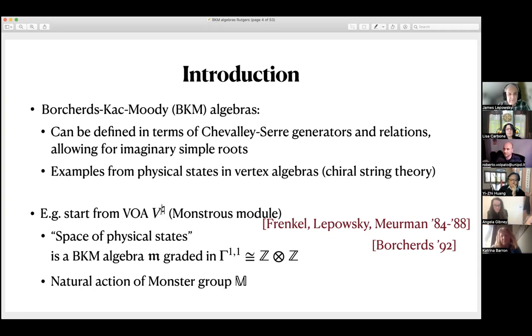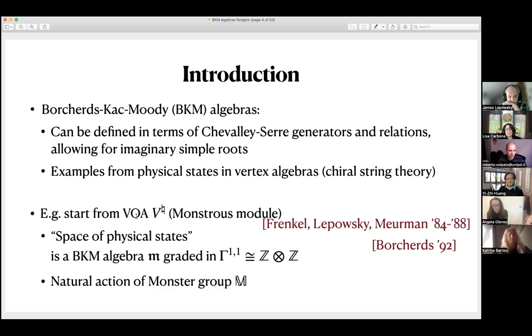So in the most famous case, you can start from the monster module by Frenkel, Lepowsky, Meurman. And then you tensor this vertex operator algebra by a suitable vertex algebra based on a lattice. This Gamma 1,1 for me is an even unimodular lattice of signature (1,1). And then you build some space of physical states. There is a non-trivial procedure to do that, which I'll explain in the following. What you get is a Lie algebra defined on this space of physical states, and essentially you can prove that it is a Borcherds-Kac-Moody algebra.